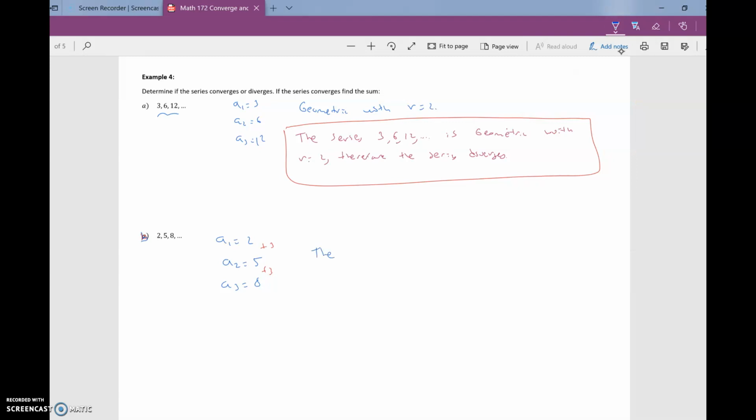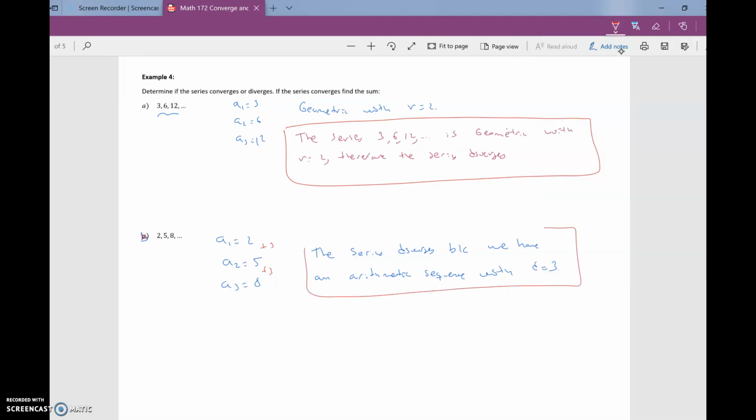So the series, in this case, you can just conclude diverges. And you can just say because we have an arithmetic sequence with d equal to 3.